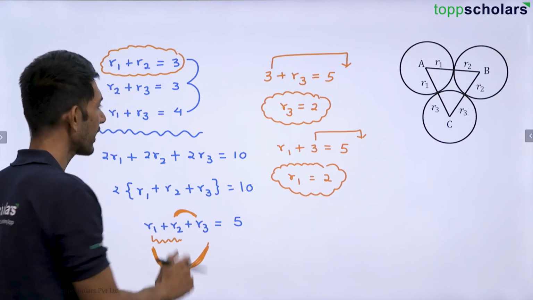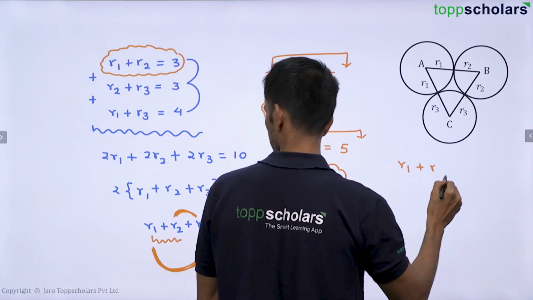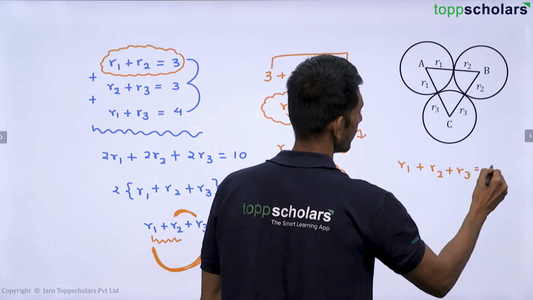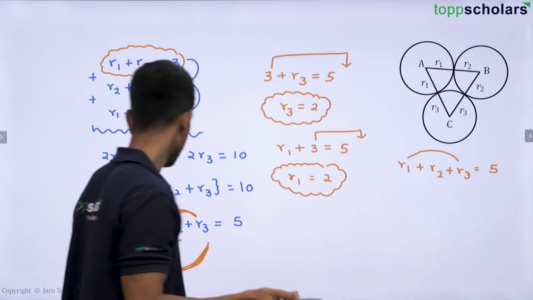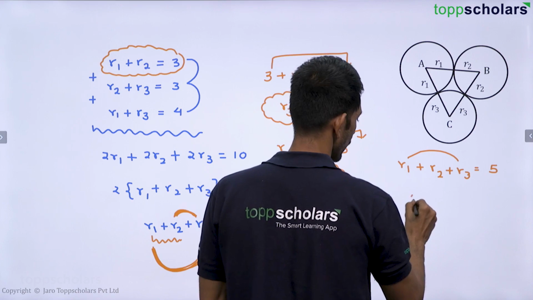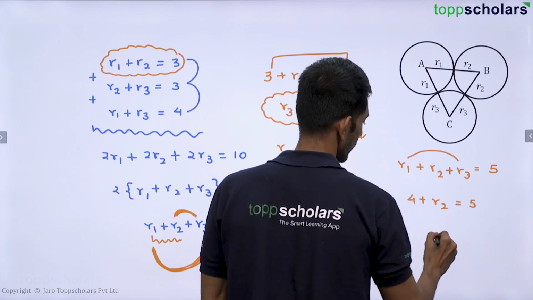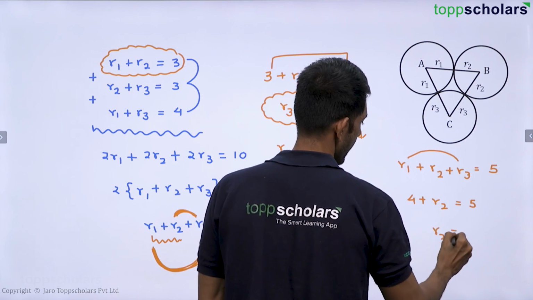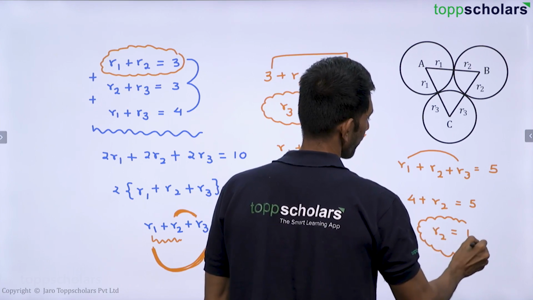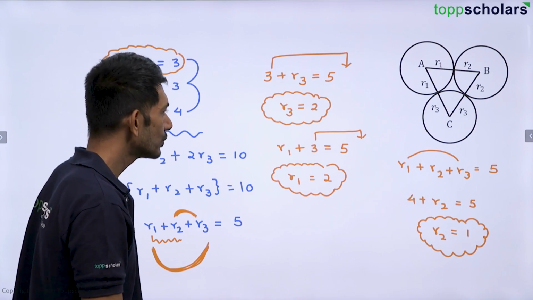So can I say 4 plus R2 is 5? R1 plus R2 plus R3 is 5. This we already have. But R1 plus R3 is how much? R1 plus R3 is 4. So I can say 4 plus R2 is 5. So what will be R2? R2 will be 5 minus 4, which is 1. So R2 is 1, R1 is 2 and R3 is 2.